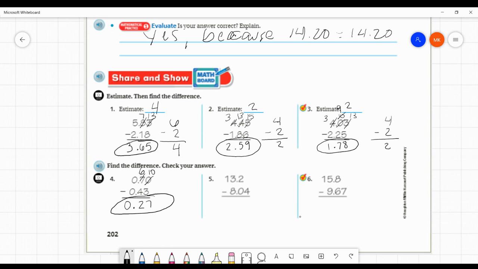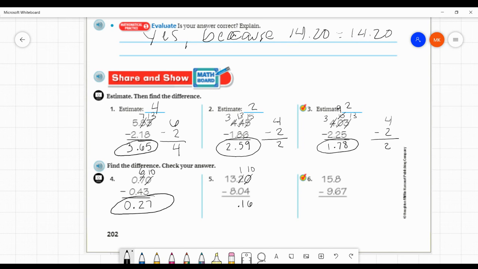Okay. So, as I said, if there's no number, go ahead and drop a 0 there. That will help you keep it organized as you're regrouping. So 0 minus 4. If I don't have any, I can't take away 4, so I will regroup. Our 2 becomes a 1, our 0 becomes a 10. 10 minus 4 equals 6. 1 minus 0 equals 1.